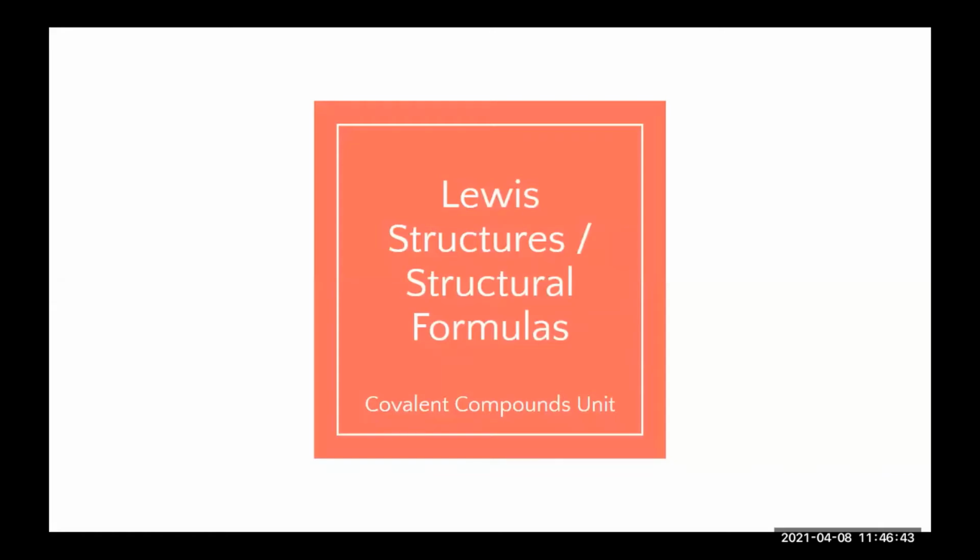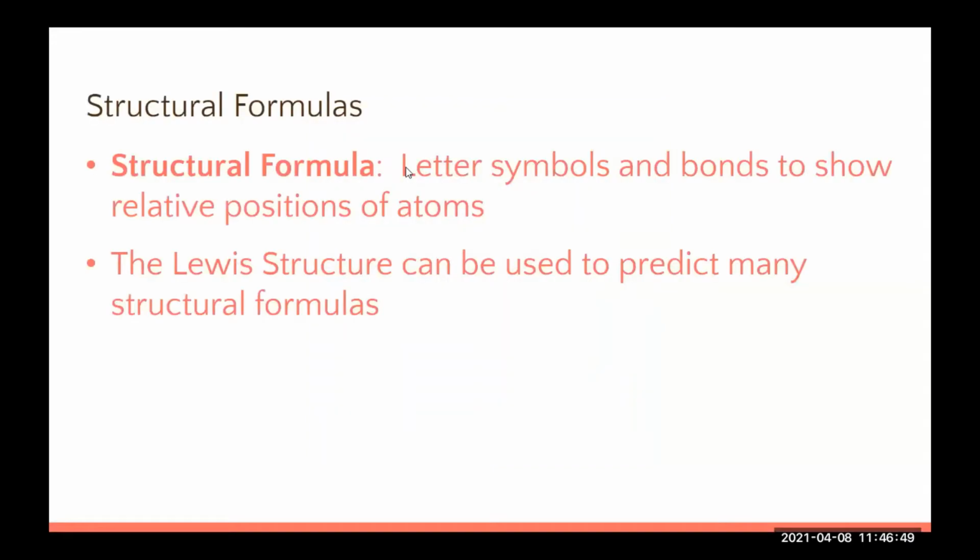Today we are talking about Lewis structures and structural formulas and how to draw them. So let's first discuss what a structural formula is. It's your letters and symbols and bonds to show the relative positions of the atoms. It's the next step in Lewis dot structures, and the Lewis structure can be used to predict many structural formulas.